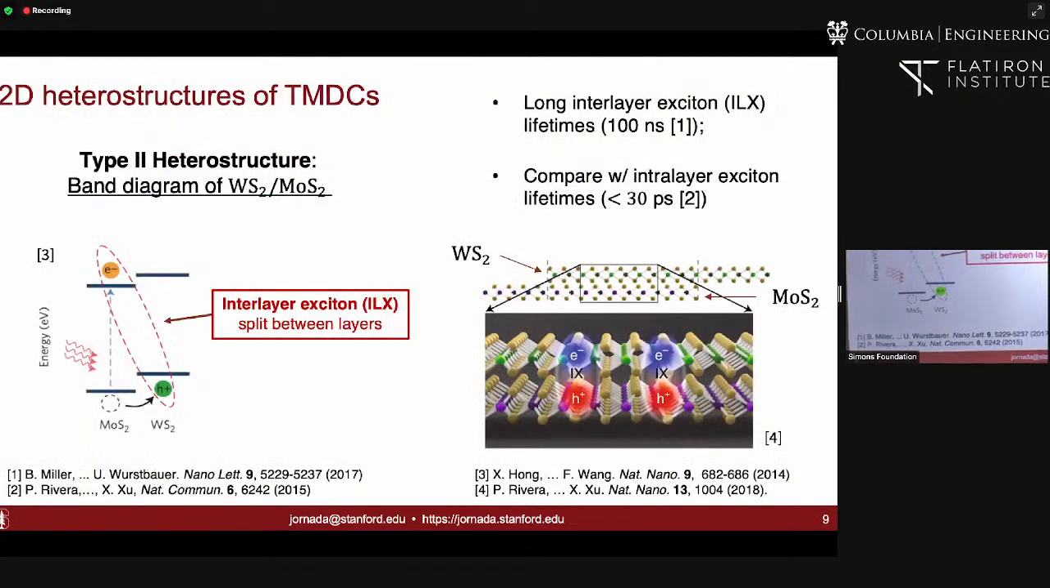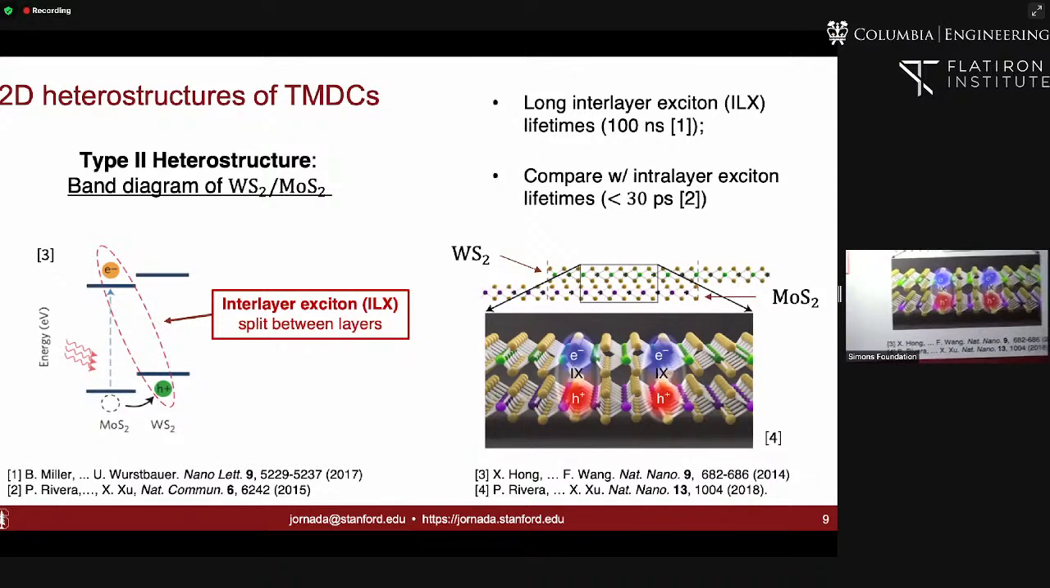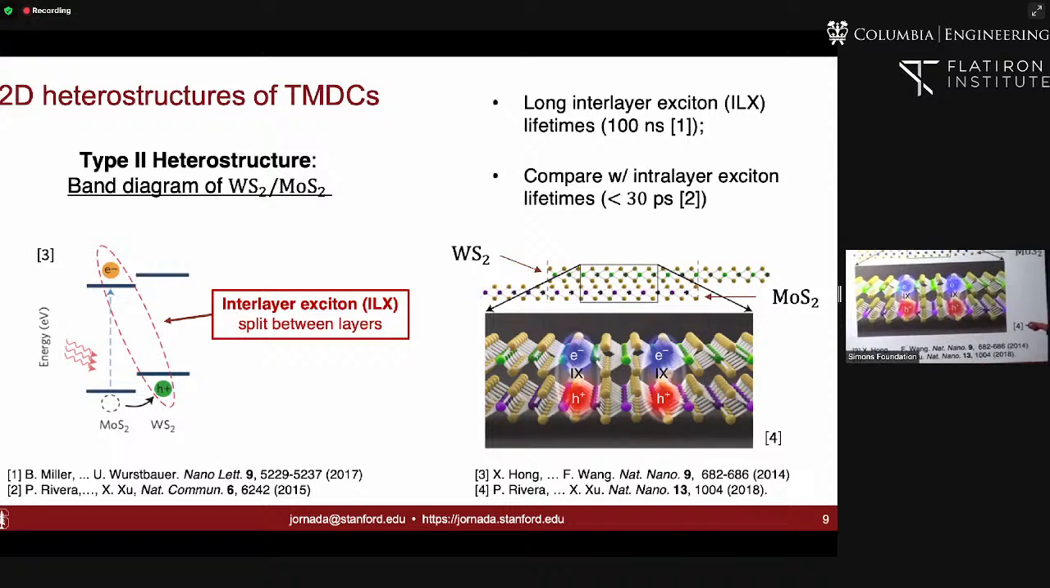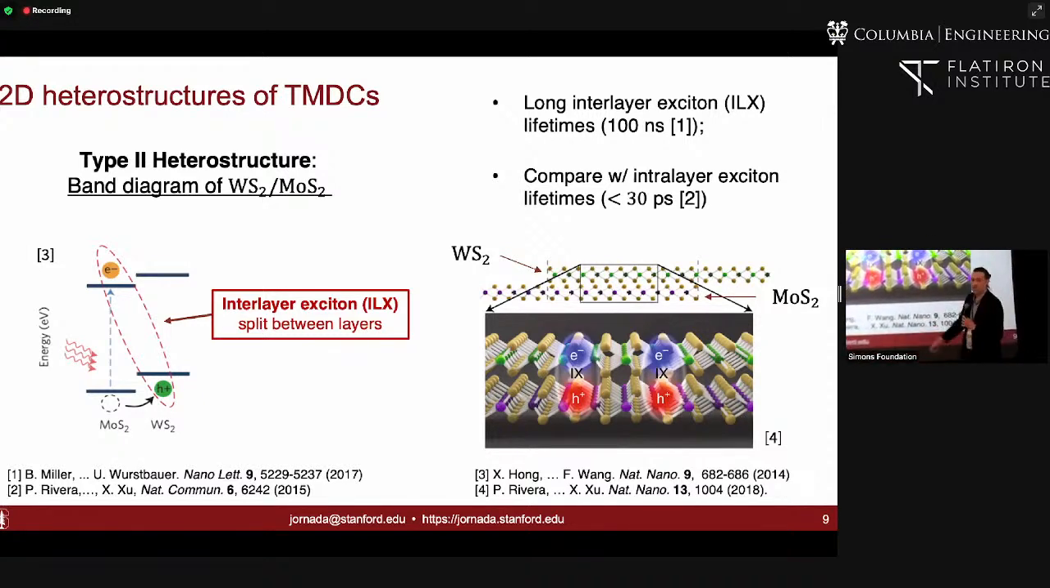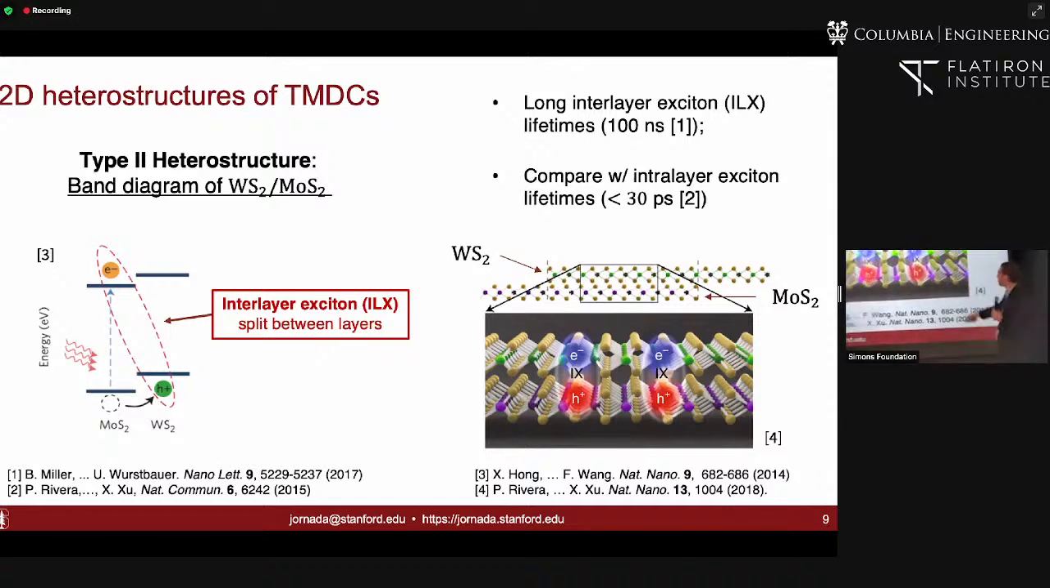So what happened is the following. If you look at a system such as a monolayer molybdenum sulfide, you have a direct band gap transition from K to K. You put one layer on top of the other layer, you often get the staggered band gap. Namely, the valence band is one layer, the conduction band is the other layer, as also shown in this picture. So if you shine light, you're going to create one exciton in one layer, and very quickly, either the electron or hole will be transferred to the other layer.